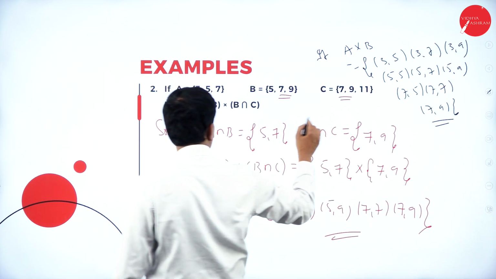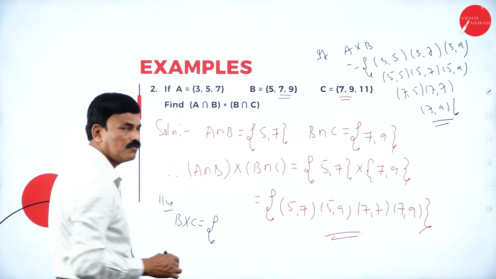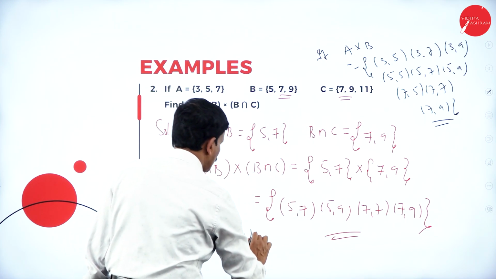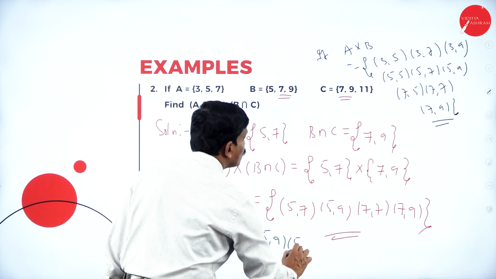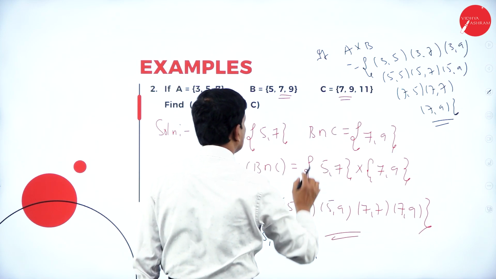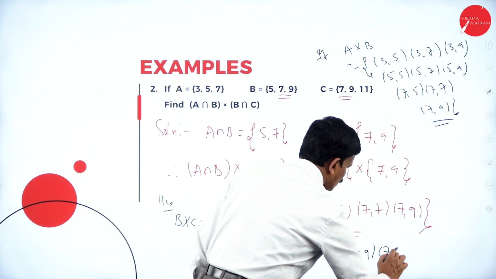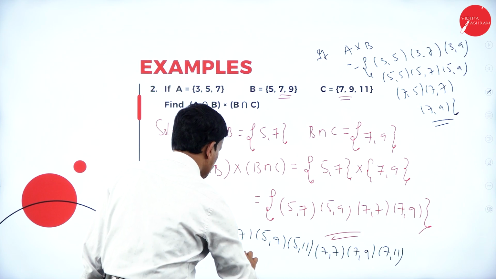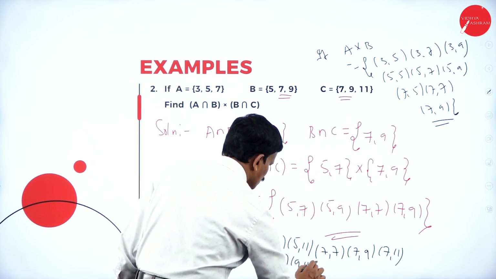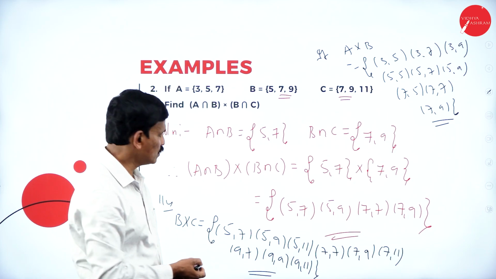On the other hand, suppose you want to find B cross C, the Cartesian product of B and C. B cross C can be written as (5, 7), (5, 9), then (5, 11). Similarly, take the second element 7: (7, 7), (7, 9), (7, 11). And the last element is 9: (9, 7), (9, 9) and (9, 11). So this is how we are going to write the Cartesian product of any given set.